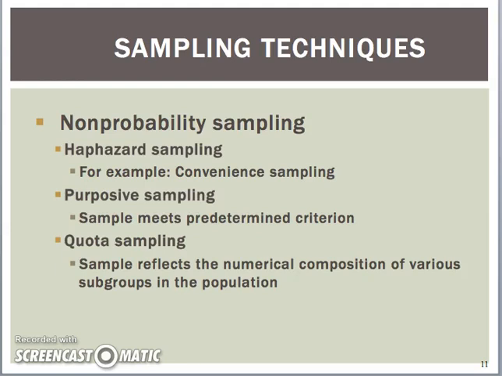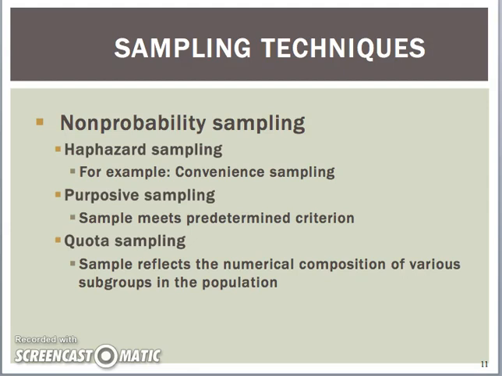All right, sampling techniques, non-probability sampling. There's haphazard sampling. We also call it convenient sampling, which you're familiar with. Purposive sampling, where the sample meets a predetermined criterion of what you might need, and quota sampling, where the sample reflects the numerical composition of various subgroups in the population. So where you're filling quotas.